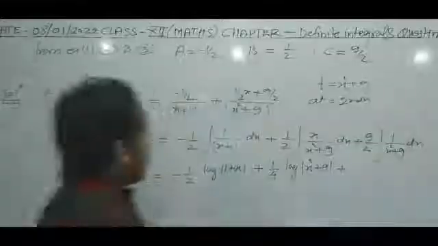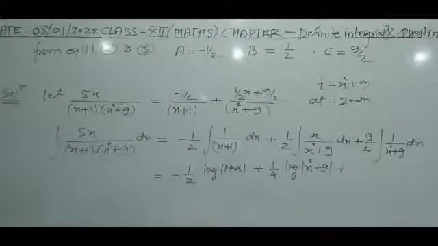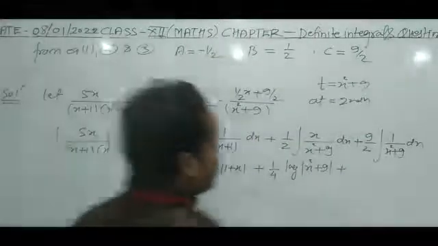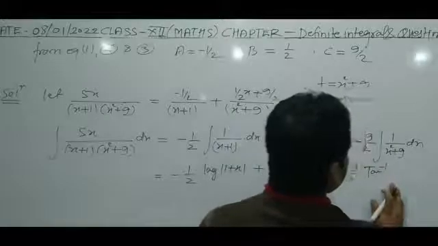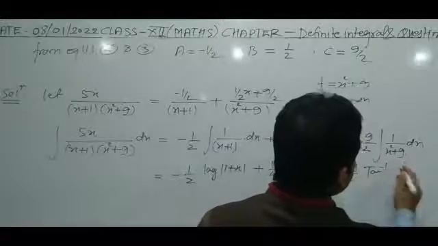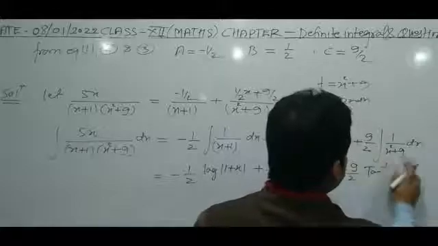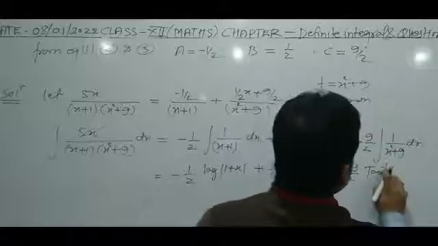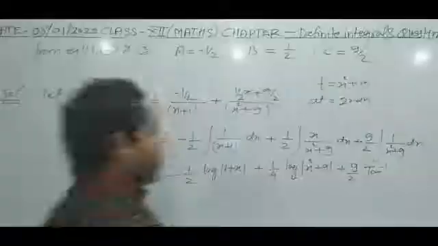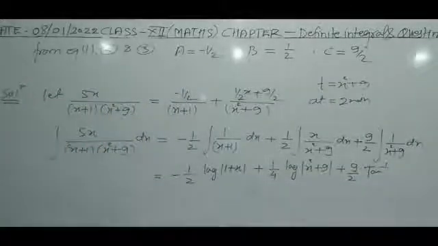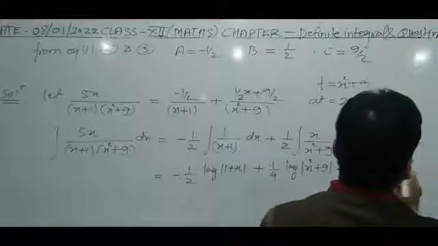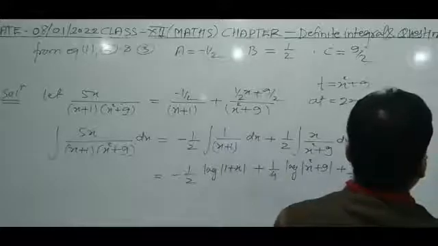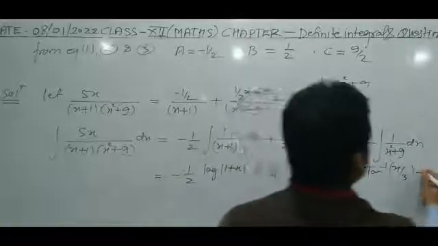Now plus, this is 9 by 2 and so this result will be 9 by 2 times integration of 1 upon x square plus a square, the result is tan inverse x by a. So x square plus 3 square gives the result tan inverse x by 3. Now plus c.